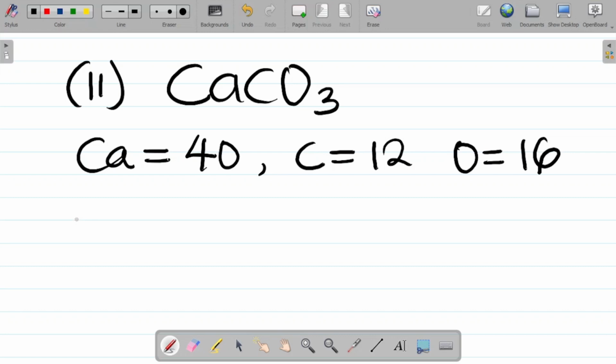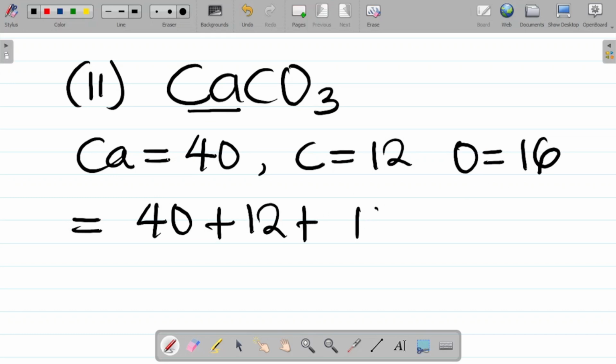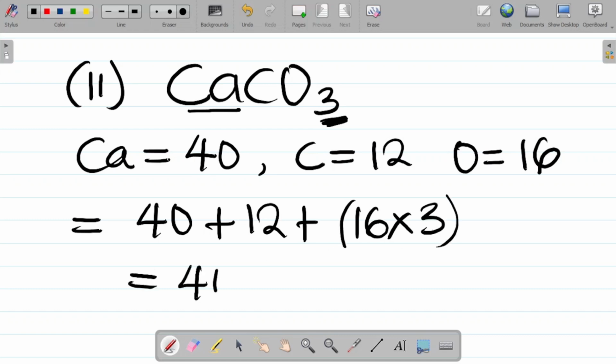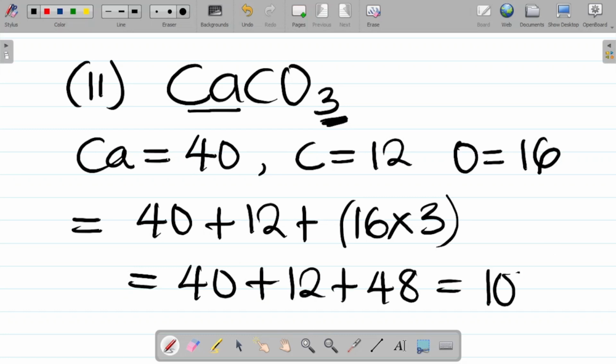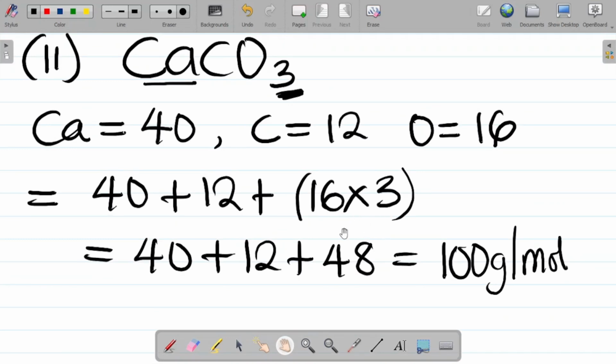Hence the molecular mass will be calcium, which is 40, plus for carbon you have 12, plus for oxygen you have 16, times the number of atoms here, which is 3. That becomes 3, such that if I work on this, I have 40 plus 12 plus 48, and that gives you about 100 grams per mole. With this, remember we are asked to find the percentage by mass composition of just oxygen.